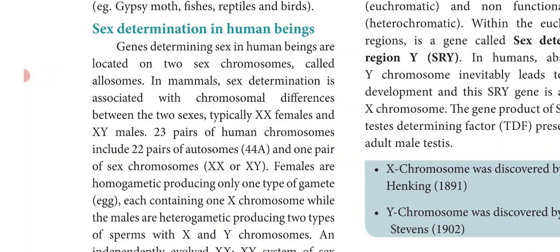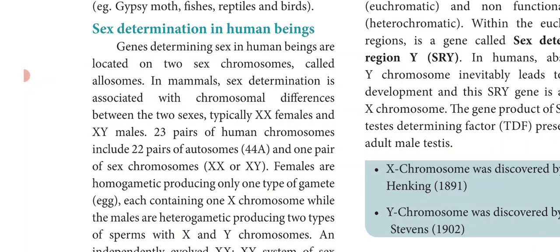There are 23 pairs of chromosomes in humans in total. The first 22 pairs are called autosomes, represented by 44A, that means 44 autosomes, and the last, 23rd pair is the sex chromosomes, determined as XX in females or XY in males.